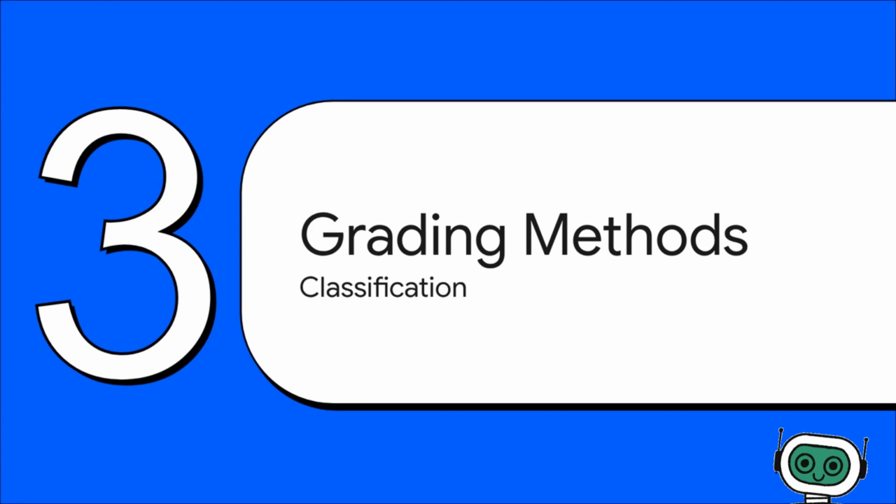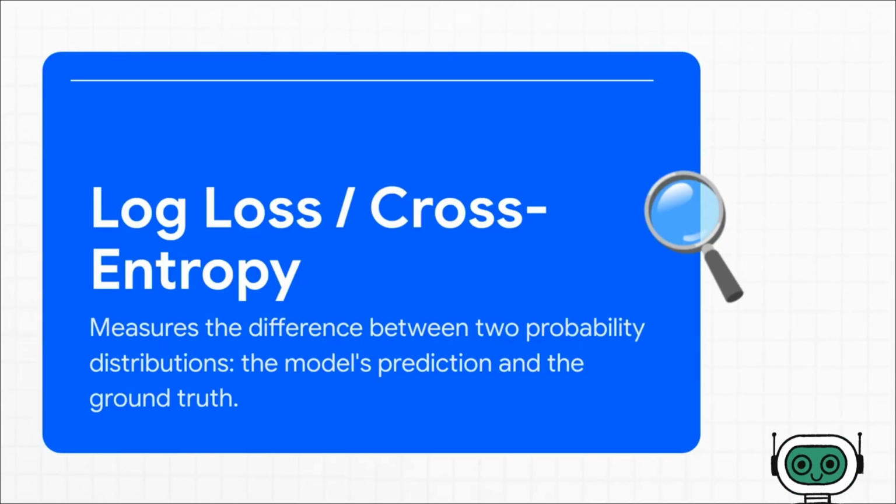Okay, that's regression. But what about the other big category of problems? Classification. This is where we're not predicting a number, but a label. Think spam or not spam, cat or dog. For these kinds of problems, we often use something called log loss, or you'll also hear it called binary cross entropy. Now this one works a bit differently.